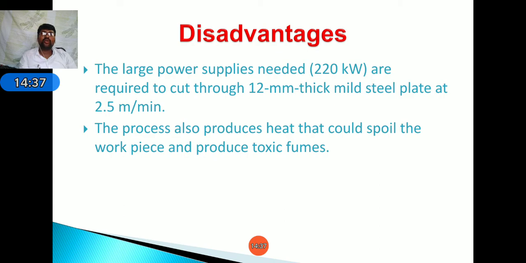Here mainly we are using transferred and non-transferred plasma arc. In the transfer type, the anode is given to the workpiece and the cathode is given to the electrode, that is the tungsten electrode. In the non-transfer type, the electrode is negative and the nozzle is positive. Therefore, this is the main difference between transferred and non-transferred.